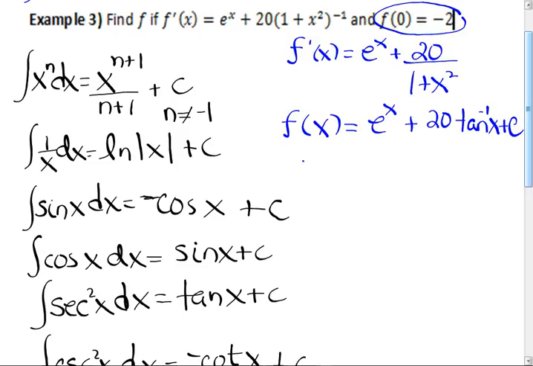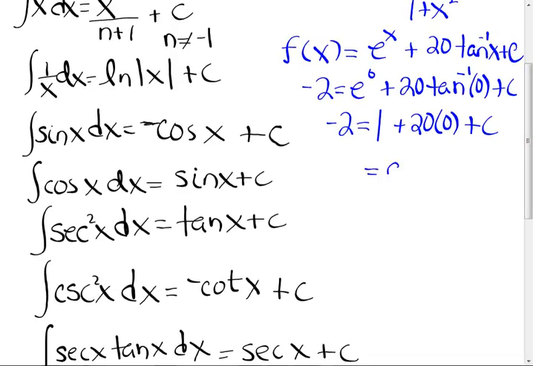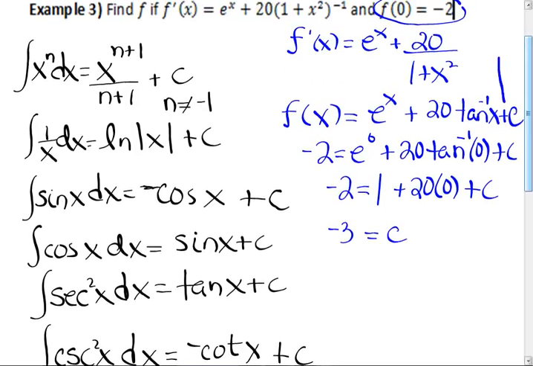Well, let's substitute in here. Negative 2 equals e to the 0 plus 20 times the inverse tangent of 0 plus c. Negative 2 equals 1, and what's the inverse tangent of 0? Do we remember that one? That's 0. So 20 times 0 plus c. So c is equal to negative 3. And that's what you put in for c here. C is negative 3.